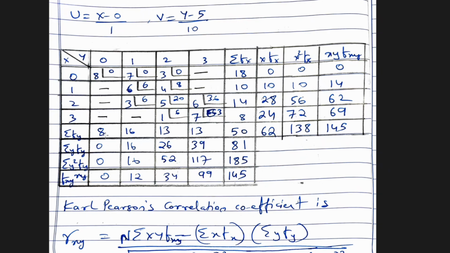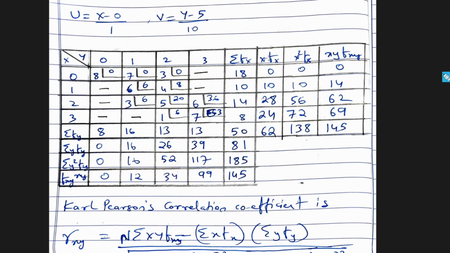So here 8 as it is, nothing to add. 7 plus 6 plus 3, 16. 3 plus 4 plus 5, 13. And 7 plus 6, 13. Now you add like this or like this, that is vertically or horizontally, your total will be the same. So 18 plus 10 is 28, 28 plus 14 is 42, 42 plus 8 is 50. So this total is 50. If you want to verify, add them horizontally. 8 plus 16, 24, 24 plus 13, 37, 37 plus 13, 50. So you add either way, the answer will be the same.